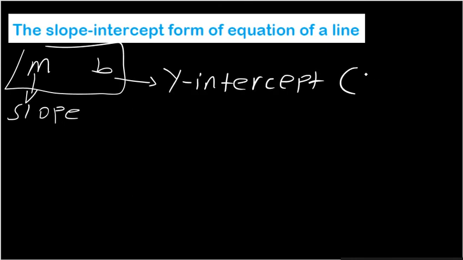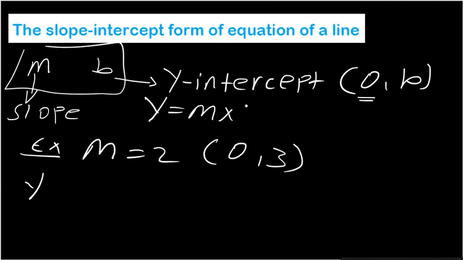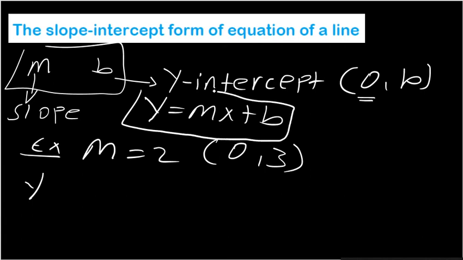Mostly it will be written (0, b), because in case of y-intercept, the first coordinate necessarily has to be 0. For example, the slope of a line is 2 and it crosses the y-axis at (0, 3). If it's given to you to find the equation of the line, first of all, the formula is y = mx + b. If we have slope and y-intercept, y = mx + b will be the formula.